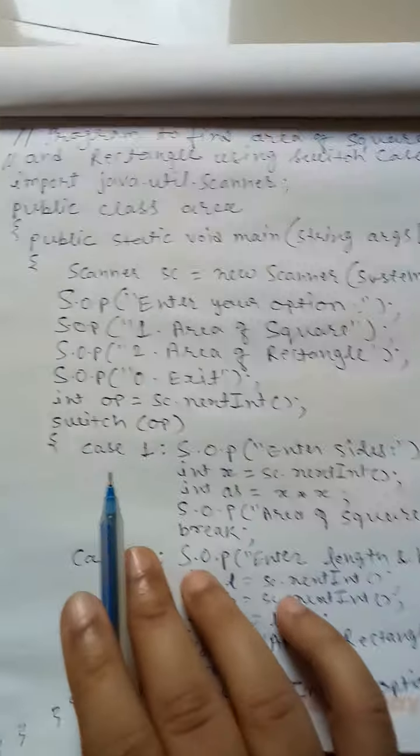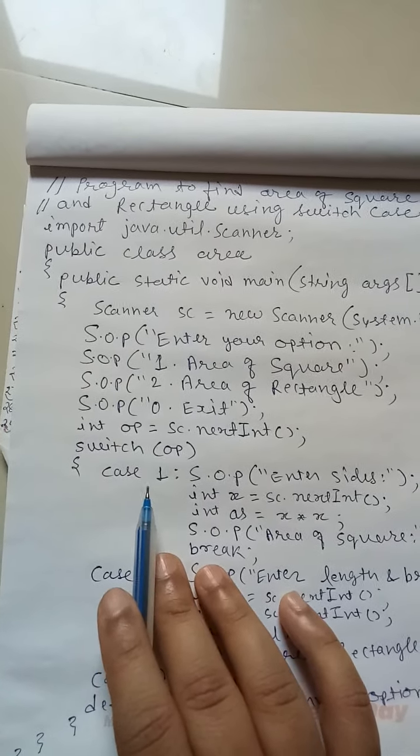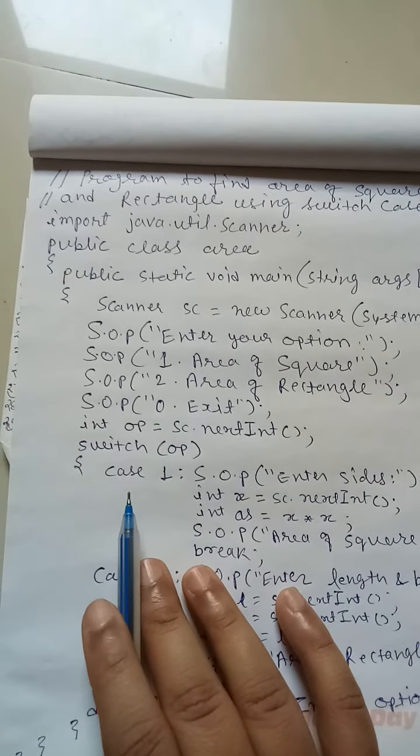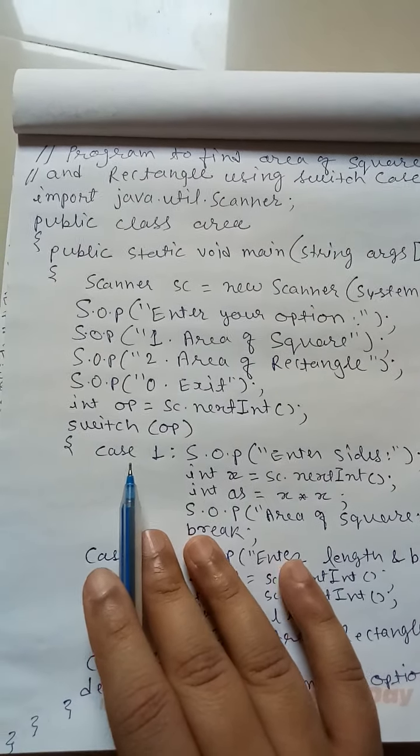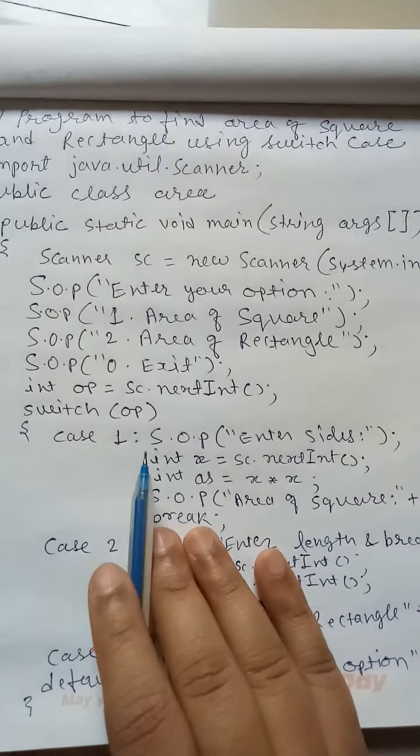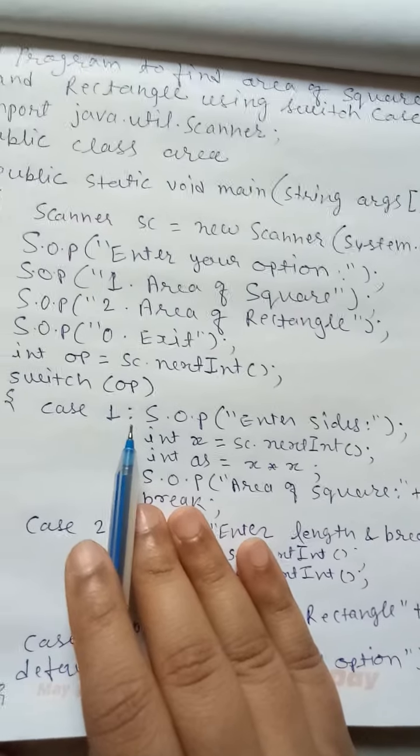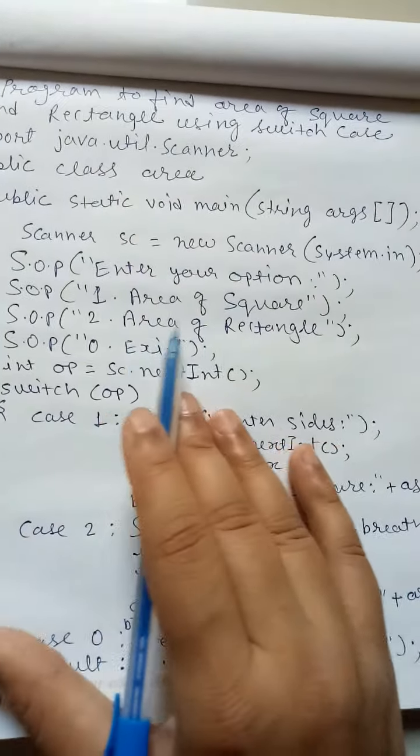In between the switch, it's compulsory to write case, and then space and 1. Here case 1: case is a keyword, so it will appear in a different color, and I have kept a space between case and 1. Then I have used colon. This sign is known as colon. It's compulsory to do this. Then I'm starting my first option, that is area of square.